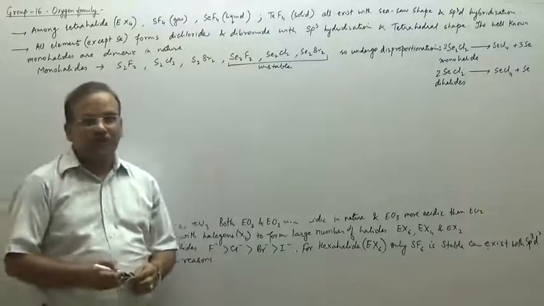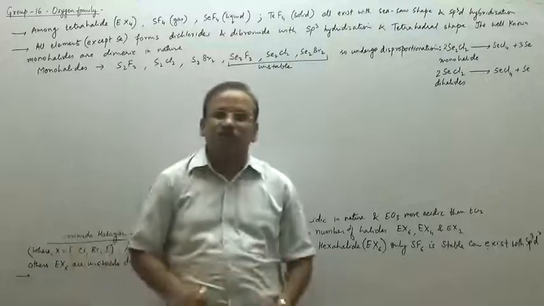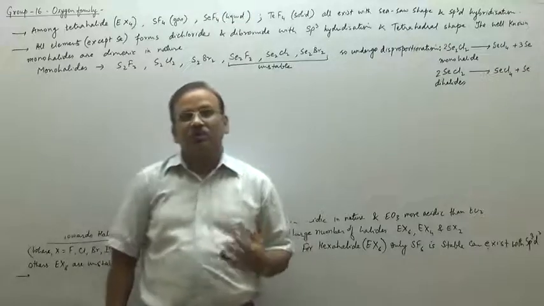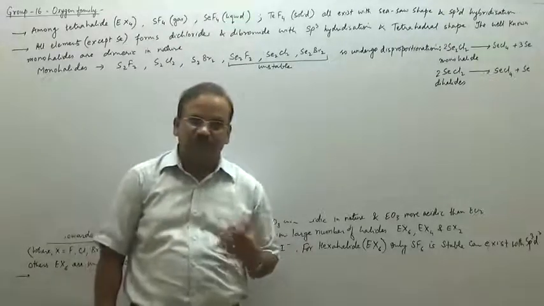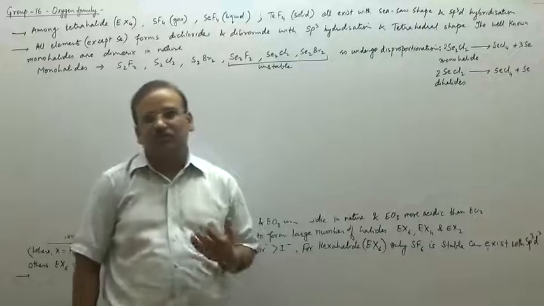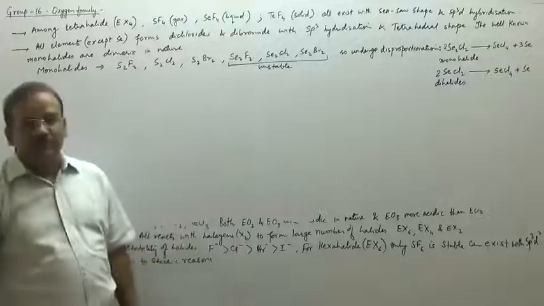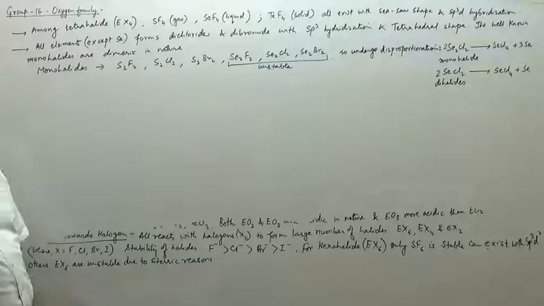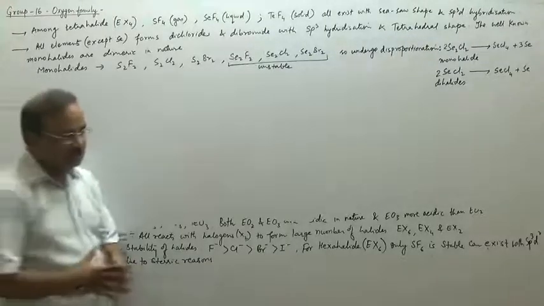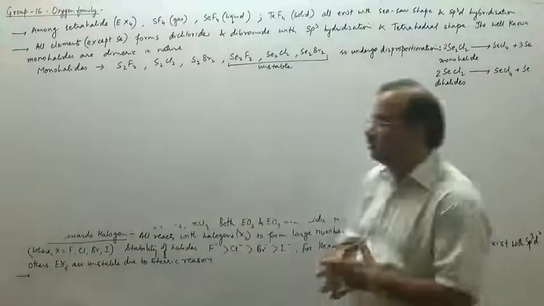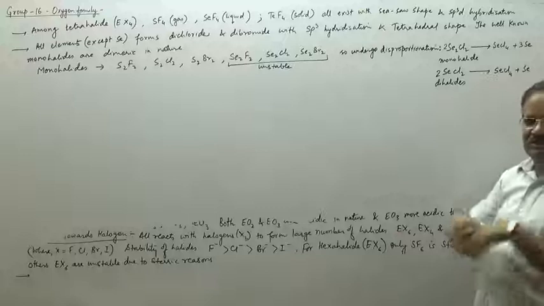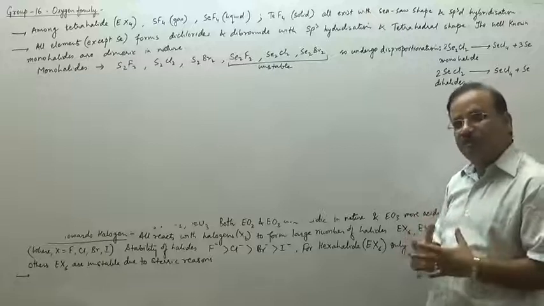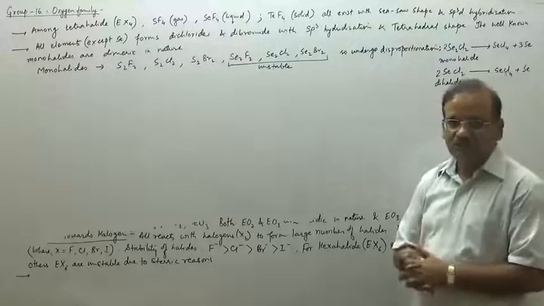Now we can discuss how we can prepare pure oxygen as well as pure sulfur, and what the compounds of oxygen and sulfur are. These are the properties of the elements present in this group. So that's all in this class. In the next class we'll discuss the preparation of the compounds of the elements, starting with oxygen. In this class we have discussed the physical properties and the elemental properties. That's all in this class.